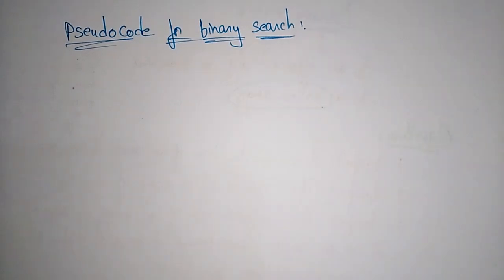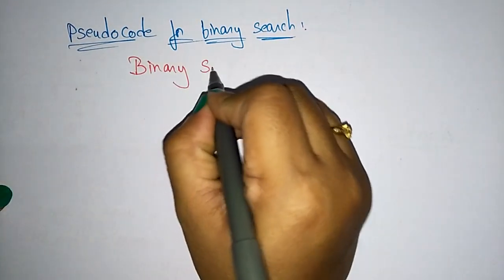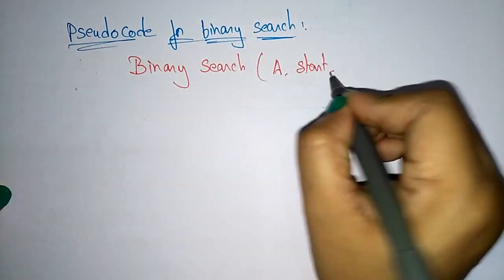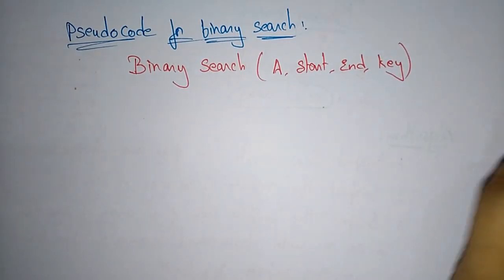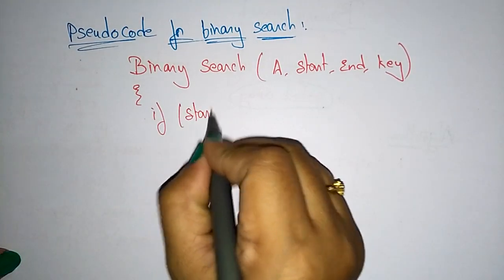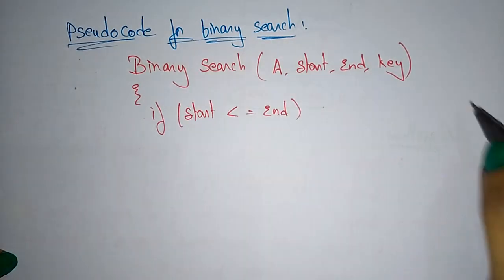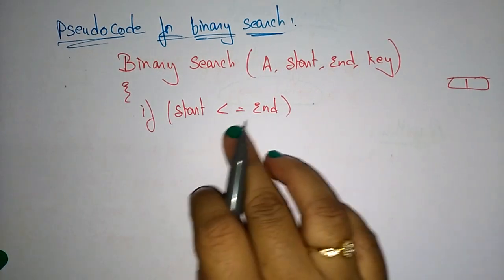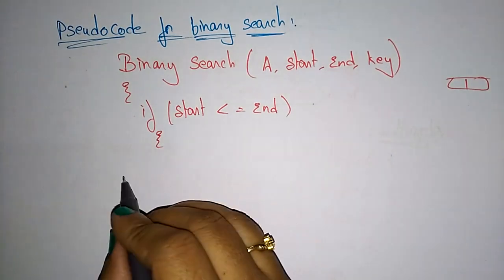So let me write the pseudocode for binary search. Binary search takes A, start, end, and key. The key is the item we have to find. First you check if start is less than or equal to end. If start is less than or equal to end, it means elements are there; even if only one element is there in the array, it is still valid.